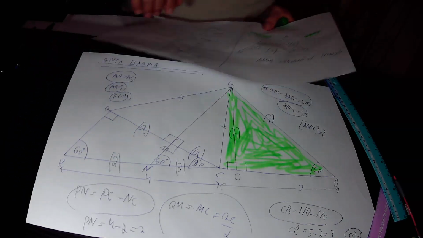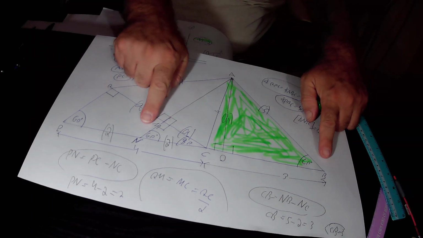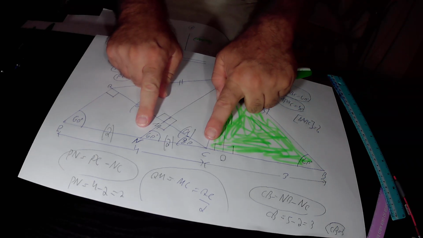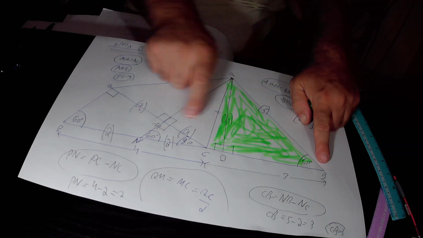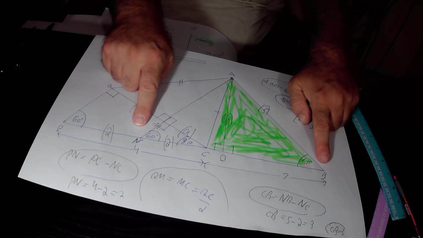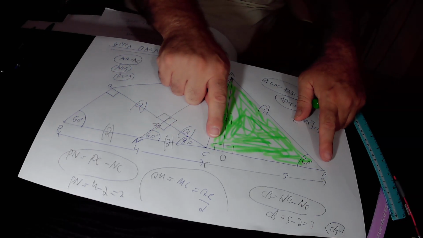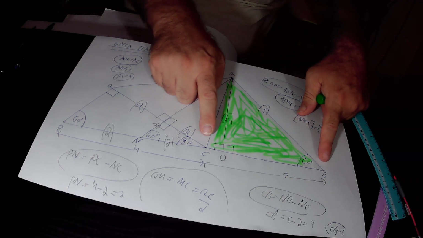So here we actually found out that NB in total equals 5 units in its length. We already found out that NC equals 2. So CB, the missing side, equals NB minus NC. This is one side of the associated triangle. NB is 5, minus NC, that is 2. So in total, CB equals 5 minus 2, that is 3. This is the missing side CB, which equals 3 units in its length.